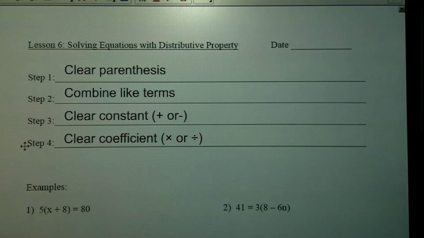Step 3, we're going to add or subtract, which means we're going to get rid of the constant or the number by itself. And step 4, we're going to clear the coefficient. The coefficient's the number in front of the variable, and our last step is going to be get rid of that number to get the variable by itself.